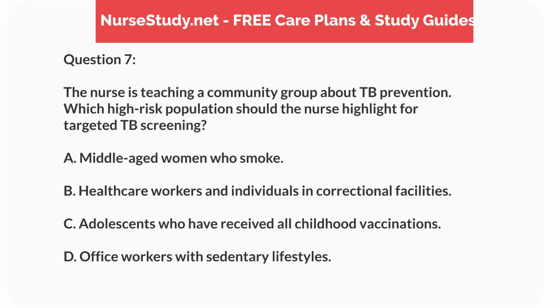Question 7. The nurse is teaching a community group about TB prevention. Which high-risk population should the nurse highlight for targeted TB screening? A. Middle-aged women who smoke. B. Healthcare workers and individuals in correctional facilities. C. Adolescents who have received all childhood vaccinations. D. Office workers with sedentary lifestyles.